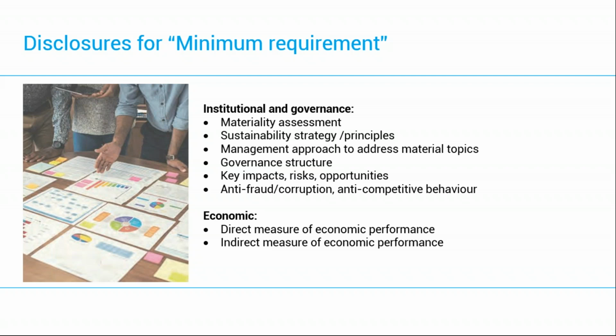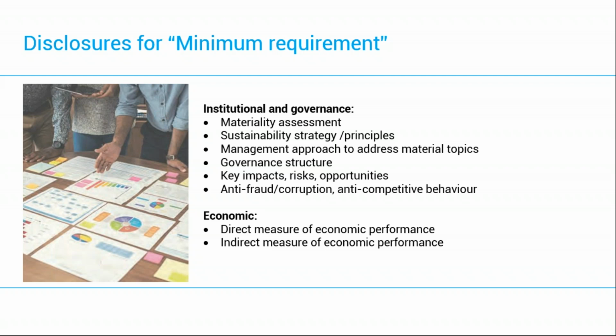Thank you. The methodology document puts forward a core set of governance, economic, environmental, and social disclosures, which are considered to be a minimum requirement for a report to be eligible to be counted under the indicator. Now, on the slide, you can see the list of governance or institutional and governance, as we've called it there, and we also see the economic areas. Now, I won't go through them all, but for example, a company will need to conduct a materiality assessment and publish information on its sustainability strategy, as well as key impacts, risks, and opportunities, just to name a few. You can see more on the slide. In terms of economic disclosures, the minimum requirement is to report on the direct and indirect economic performance. That would be information on revenues, profit, and community investments, for example.